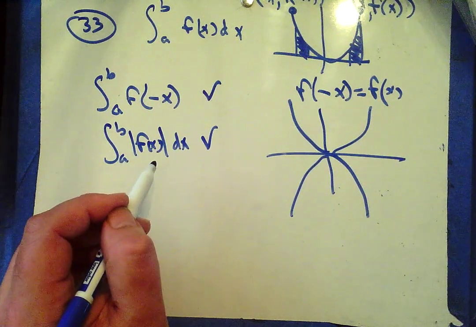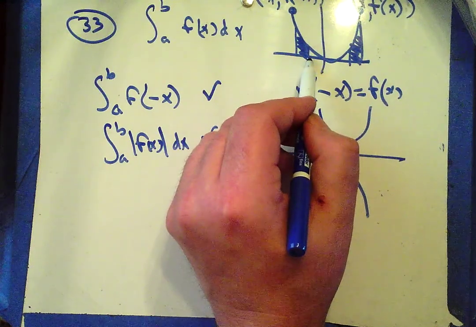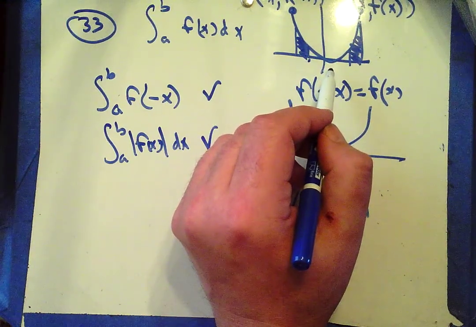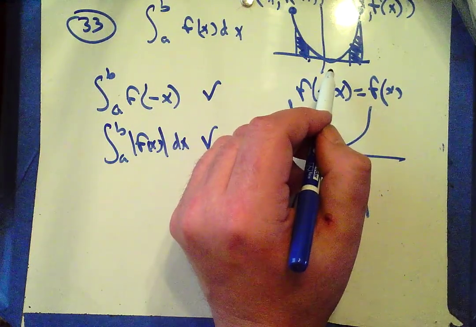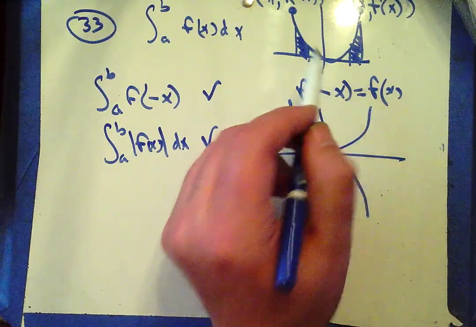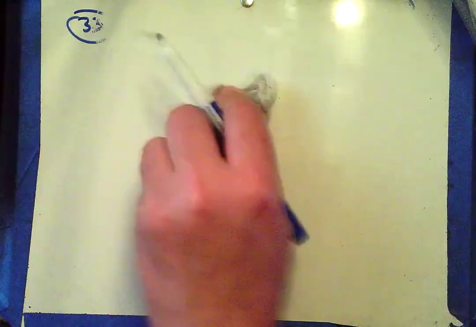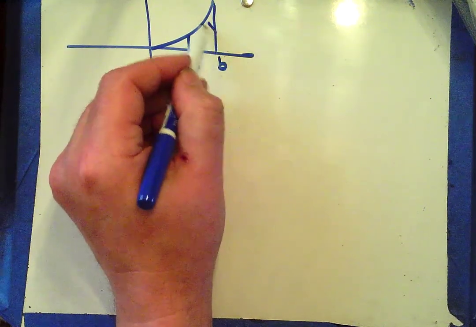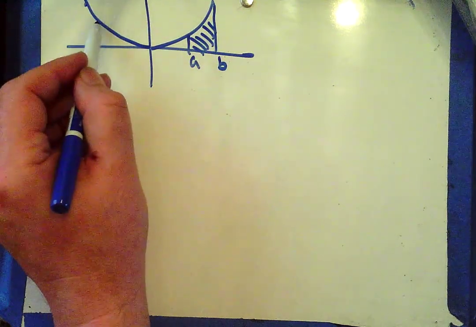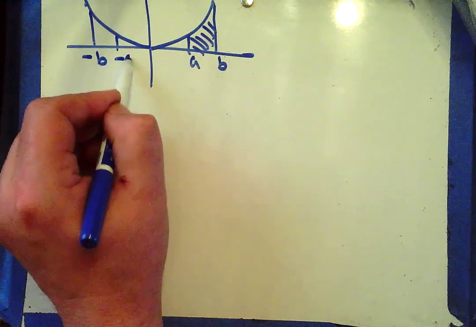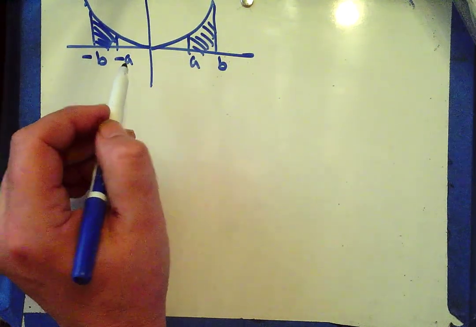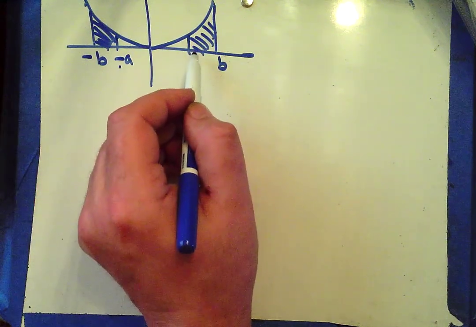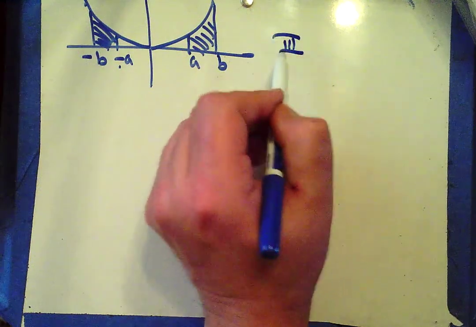From negative a to negative b. Wow. Okay, I have to go back and say even function from a to b. Even function, this is negative b, this is negative a. Okay, so I know that the integral from negative b to negative a of this function is going to be the same value as the integral from a to b. So I know that Roman numeral 3 is correct.